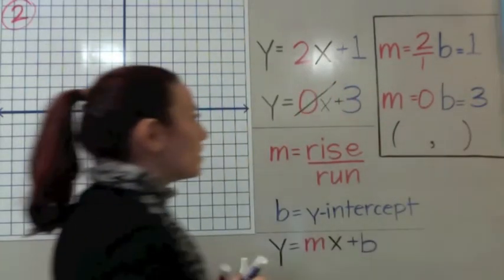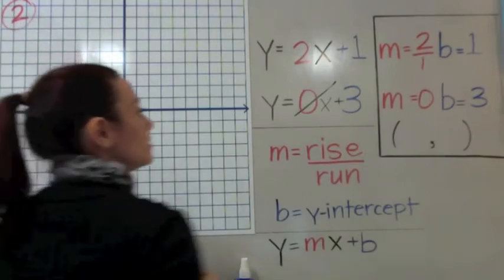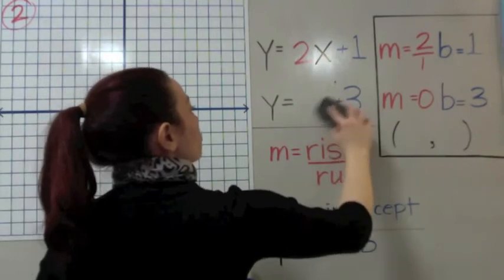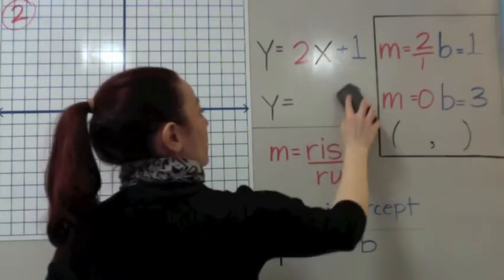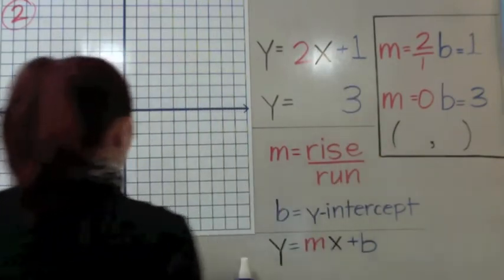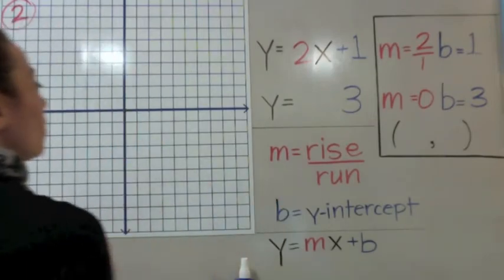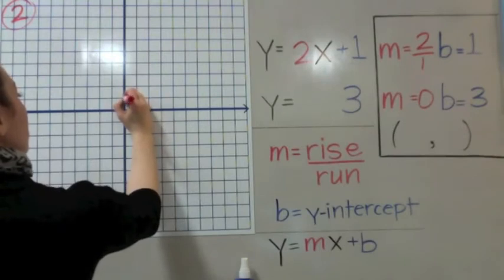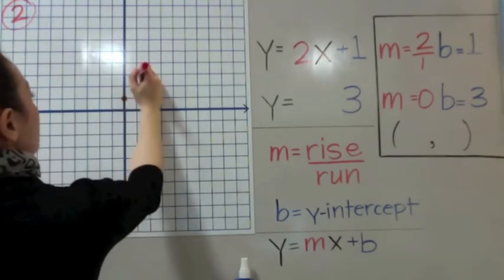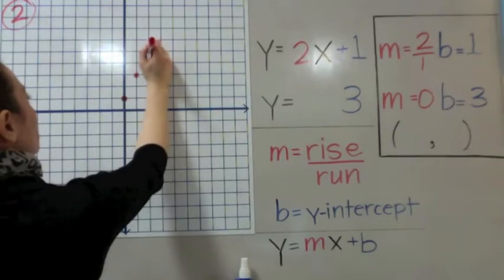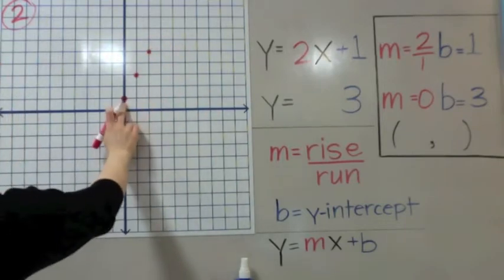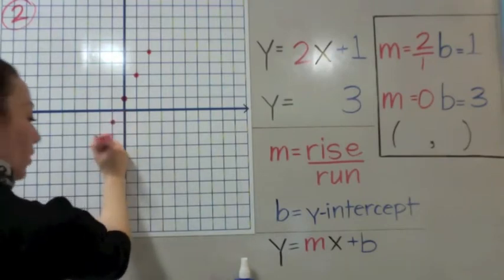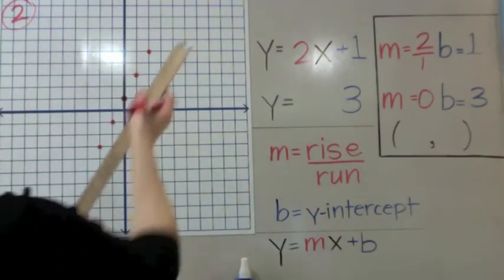Okay, so let's see if we can graph these lines. I'm going to go ahead and erase this because the equation for this line is actually y equals 3. Okay? So the first line, we're going to start at the y-intercept at 1. And then we're going to go up 2 over 1. And we can go the other direction, right? We're going to go where? We're going to go down 2 and over 1. Let's make our line.